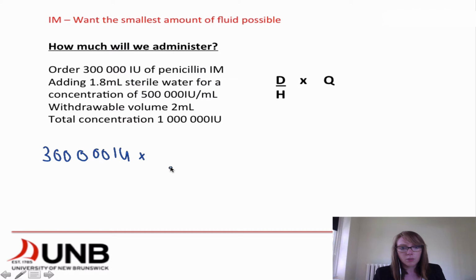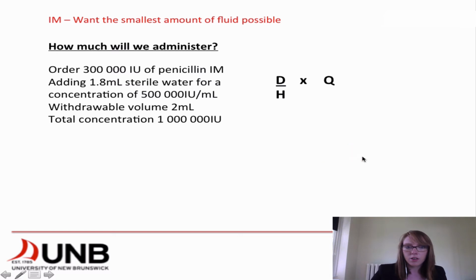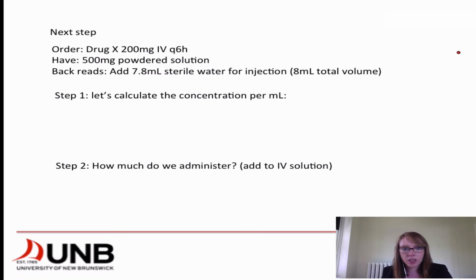So that would be over, we can do the 1 million international units per 2 mil. So this is just, again, canceling out units, and your answer is going to be the exact same either way. So 0.6 mils is what we're going to be administering. All right, so now that we have that under our belts, let's look at another question.